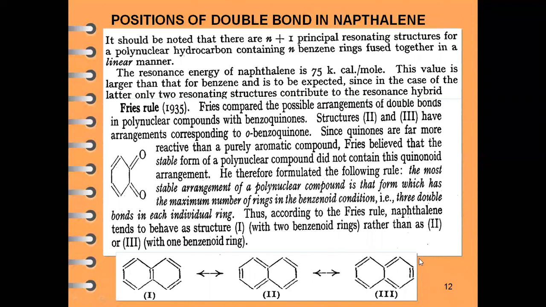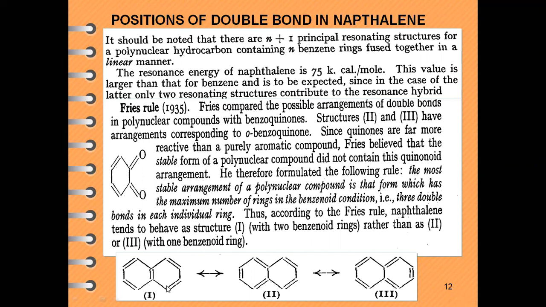Structure number 2 and structure number 3 are contributing structures, but in these two structures there is only one stable benzene ring. But in structure number 1, as the double bond is between these two fused carbon atoms, both rings show the properties of a benzene ring. That's why, according to Fries, this structure is more stable as compared to the two remaining resonating contributing structures.